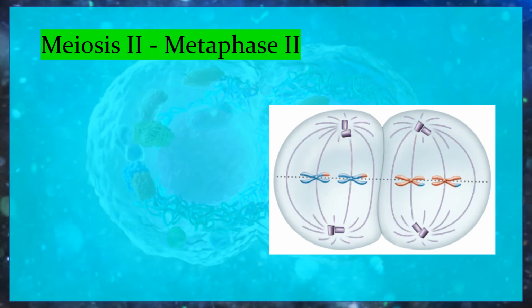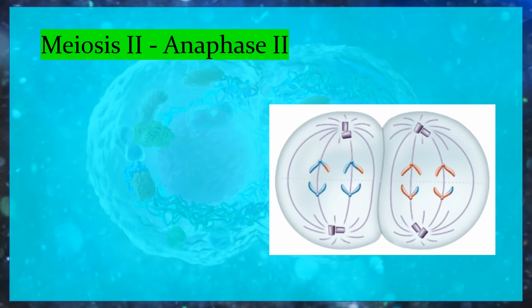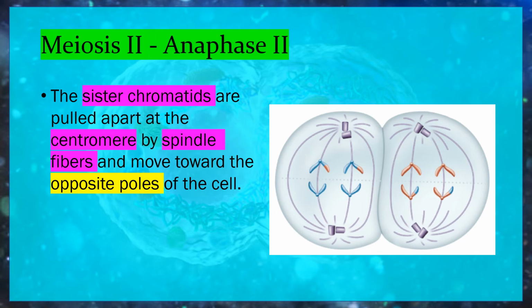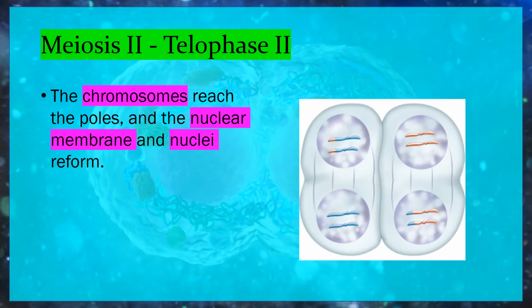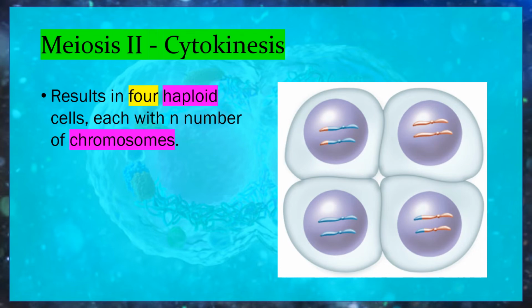On to metaphase 2, a haploid number of chromosomes line up at the equator. Anaphase 2. Here the sister chromatids are pulled apart at the centromere by the spindle fibers and moved toward the opposite poles of the cell. Telophase 2, where the chromosomes reach the poles and the nuclear membrane and the nuclei reform. Cytokinesis. This results in the 4 haploid cells, each with an n number of chromosomes.